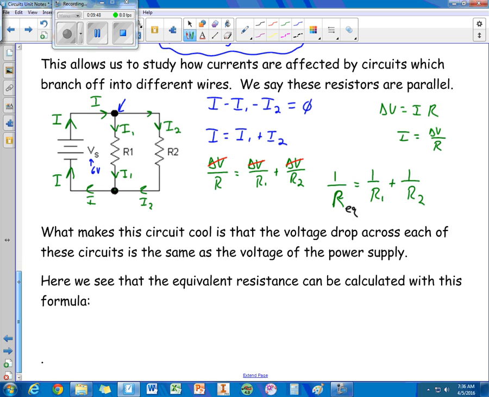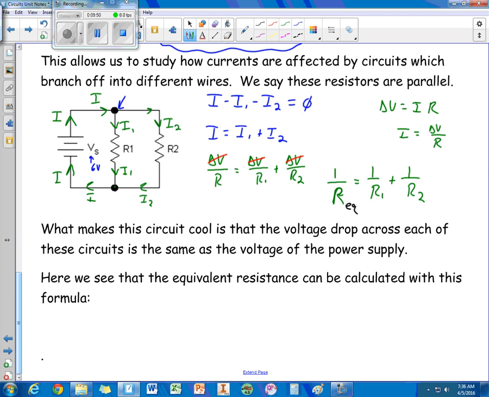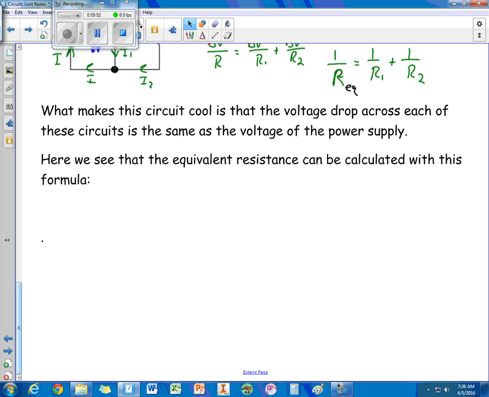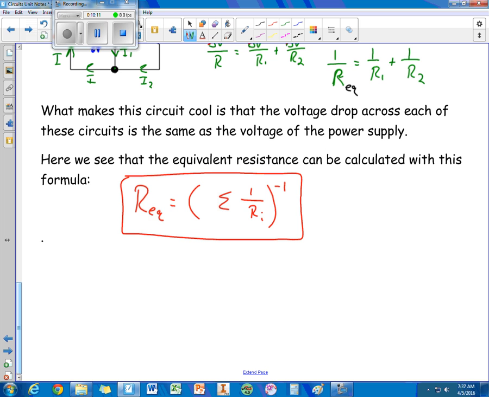So for this one, the way we calculate equivalent resistance, it equals the sum of 1 divided by the individual resistors, but we have to remember to invert it to get it back into its original, or back to its actual form.